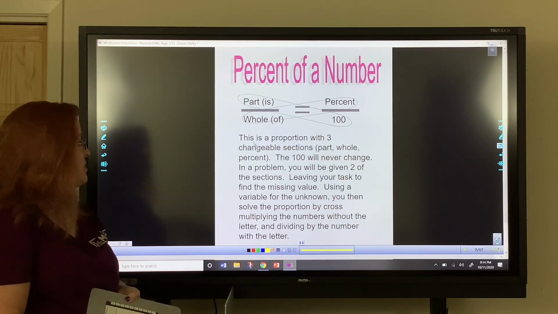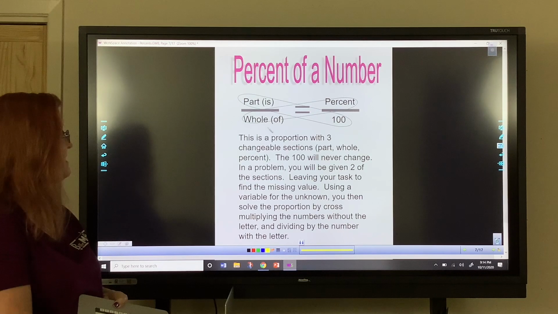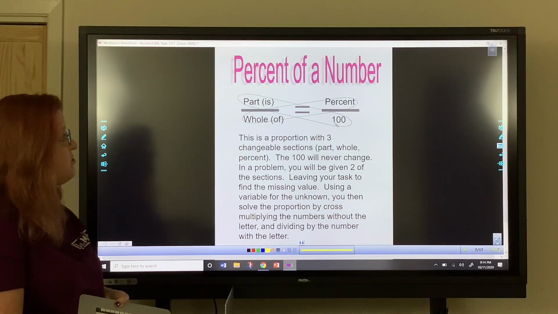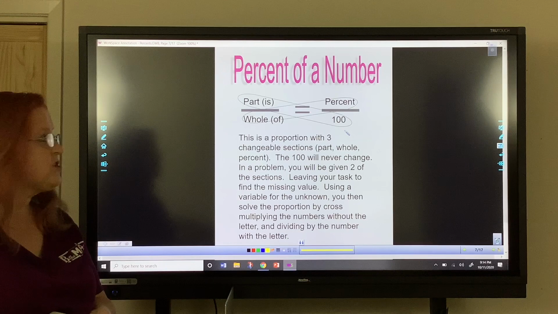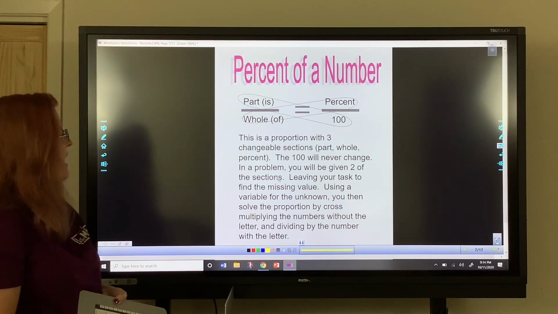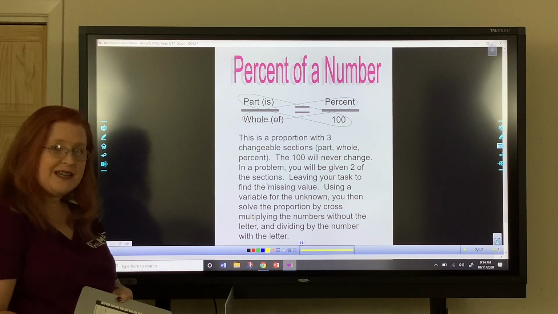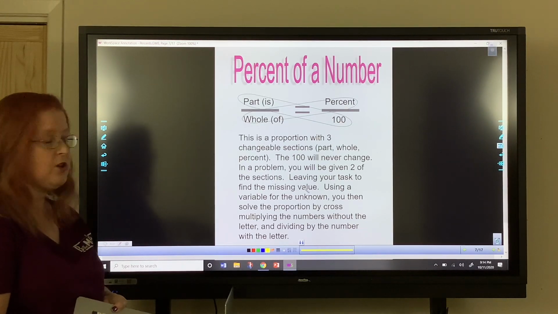Okay, it's a proportion with 3 changeable sections: the part, the whole, and the percent. So the part will change, the whole will change, and the percent will change. The 100 is just 100. It never changes. There's nothing to change it to because percent is always over 100. You'll be given 2 of the sections, and your task will be to find the missing value.